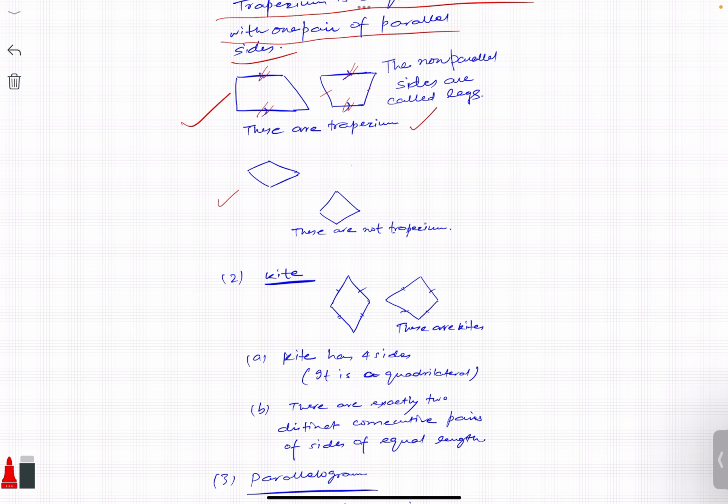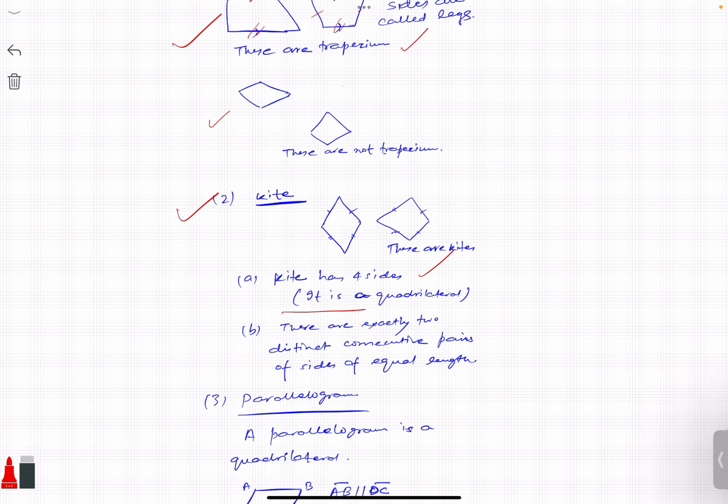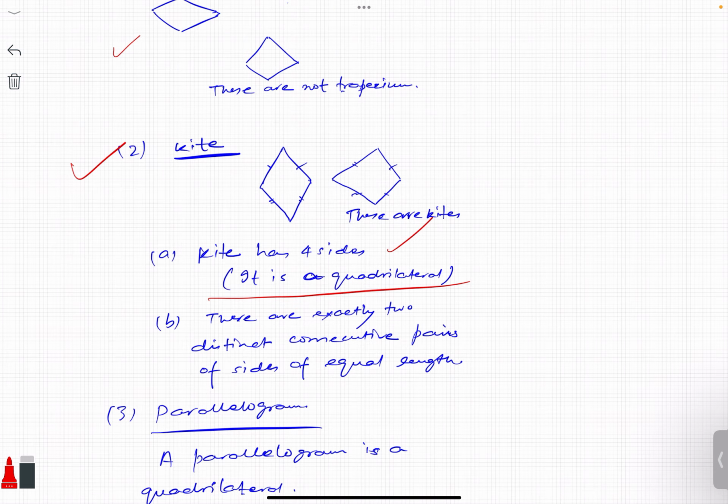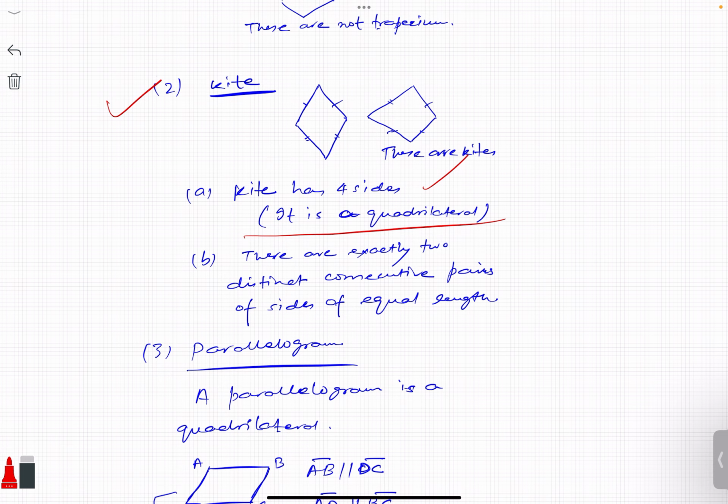The second type is the kite. These are kites. A kite has four sides and is a quadrilateral. There are exactly two distinct consecutive pairs of sides of equal length. This side is equal to this side, and this side is equal to this side. So a kite has exactly two distinct consecutive pairs of sides of equal length.